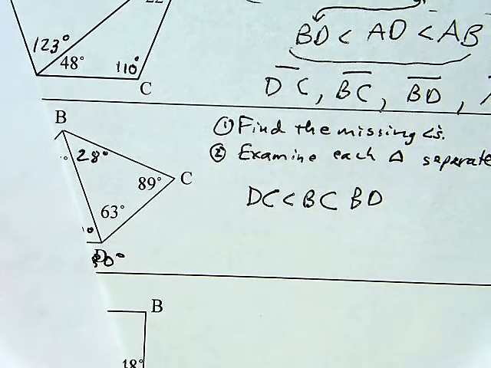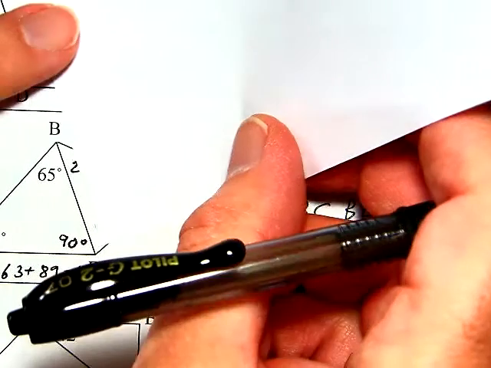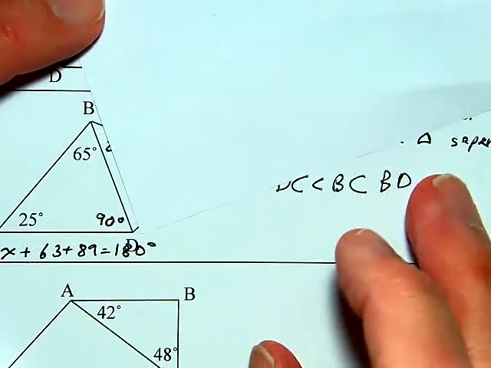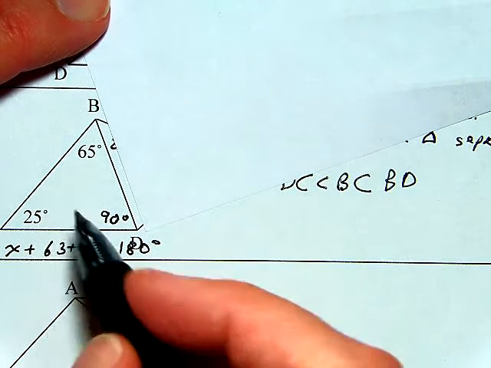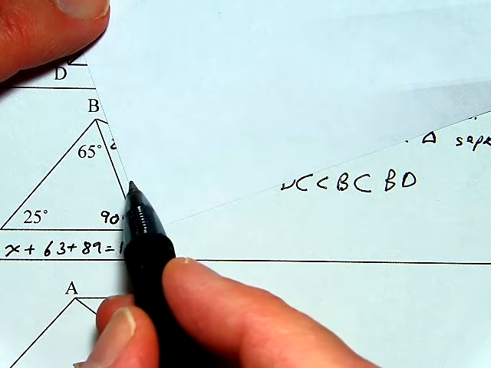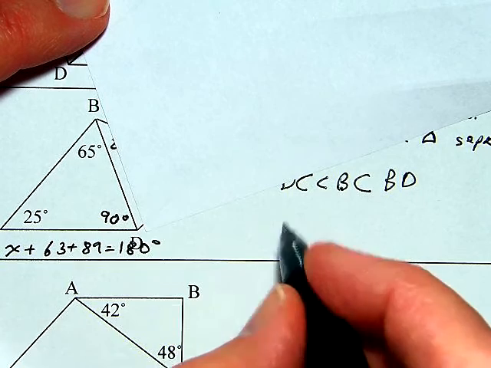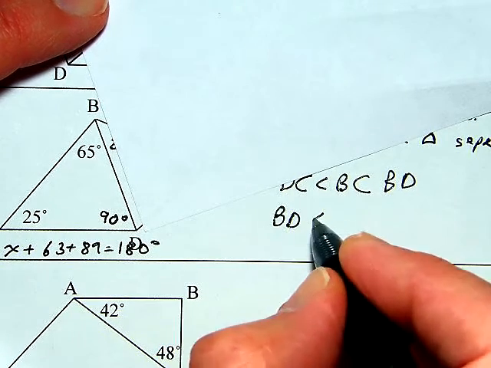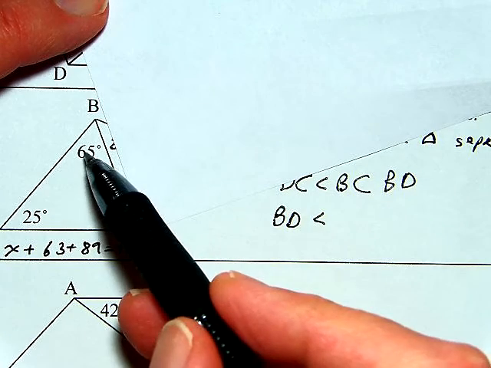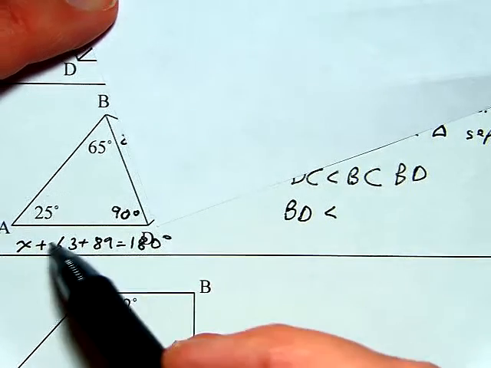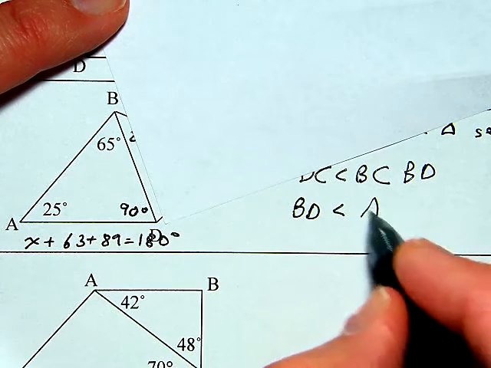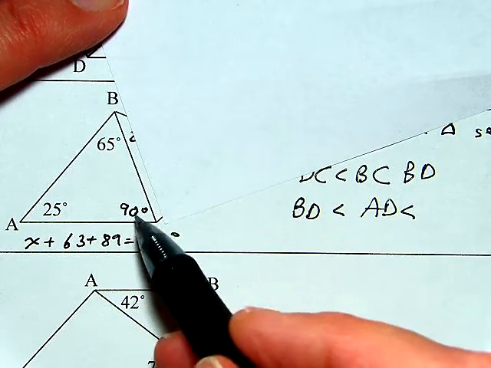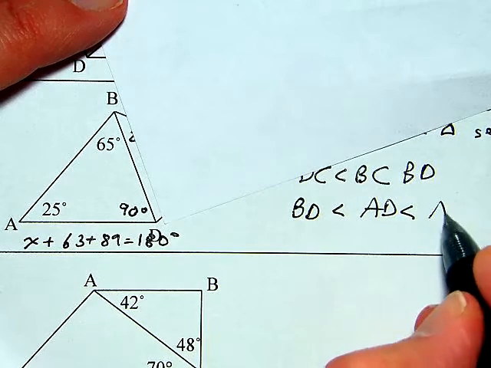Okay, now let me go ahead and cover up this triangle and come up with a series of inequalities for the first triangle. On the first triangle, the shortest side is going to be BD. So it's opposite the smallest angle, 25 degrees. So BD is going to be less than, and the middle angle is 65, which is opposite AD, which is less than the largest angle, which is opposite AB. So let's see what that gave us.